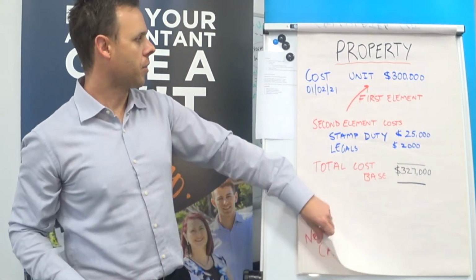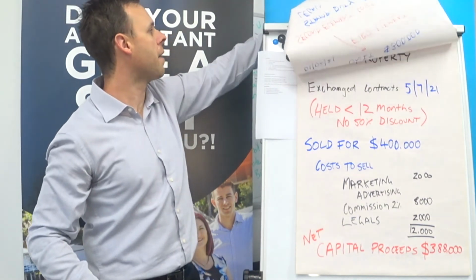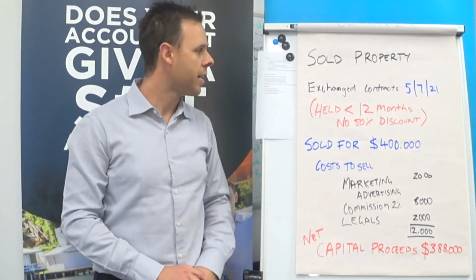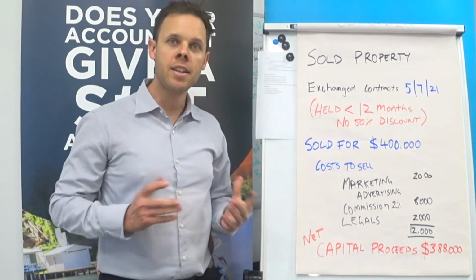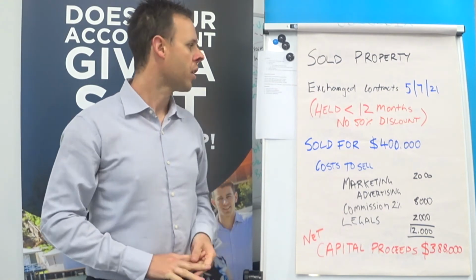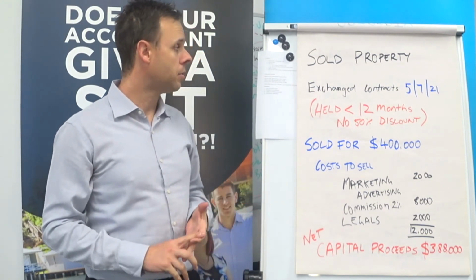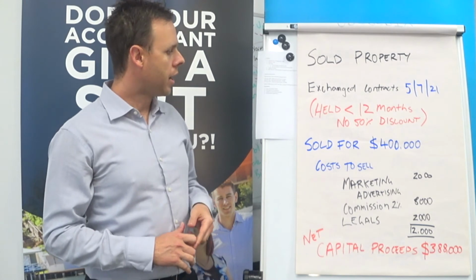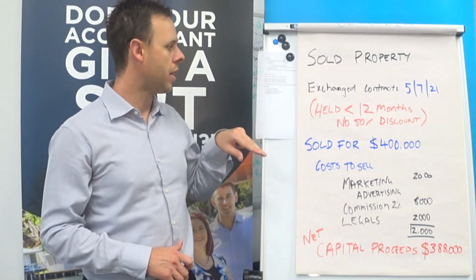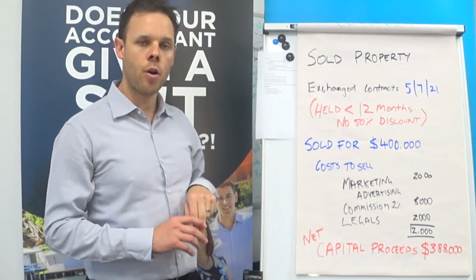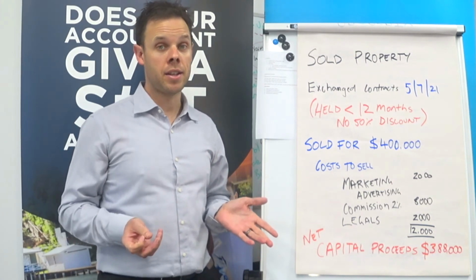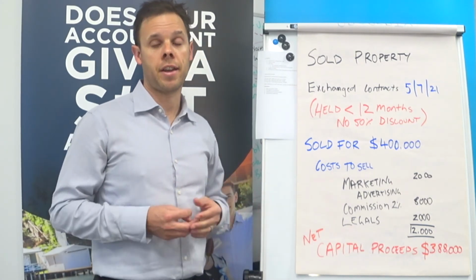Now, let's just pretend this is still Maxwell. I didn't give a name for this example here, but really smart guy, and he's decided that within less than 12 months, he is going to sell the property because the property market has just shot up and he wants to make a quick gain on it, which happens quite often as well. So he's exchanged the contract on the 5th of the 7th, 2021, as I said, held for less than 12 months. So the bad news is here that there's no discount on that capital gain.